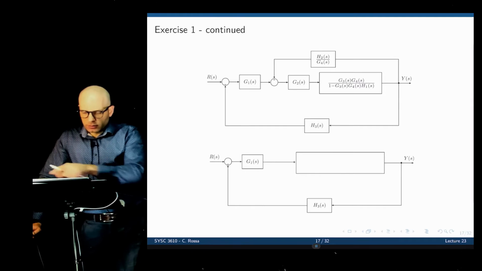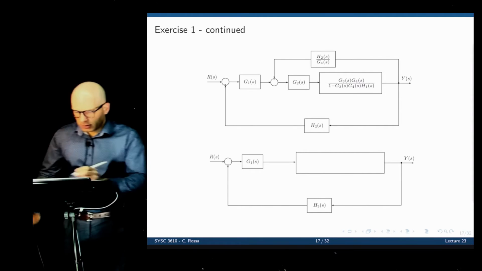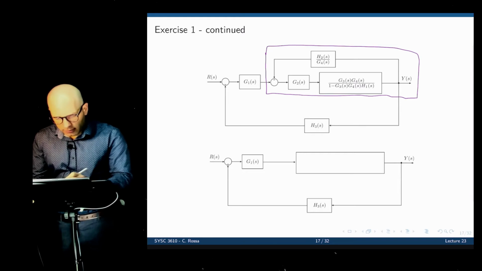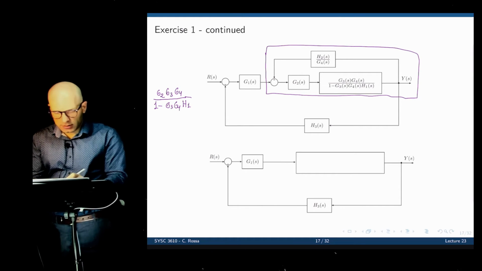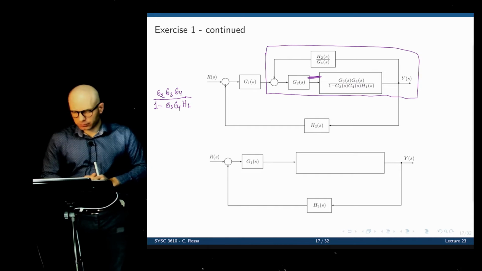So here is the block diagram that I just drew there. Now we can simplify this entire thing. Which one is the line function? Which one is the feedback function? Well, the line function is clearly G2 times G3 times G4 divided by 1 minus G3 G4 H1. Basically multiplying these two. That's the line function.